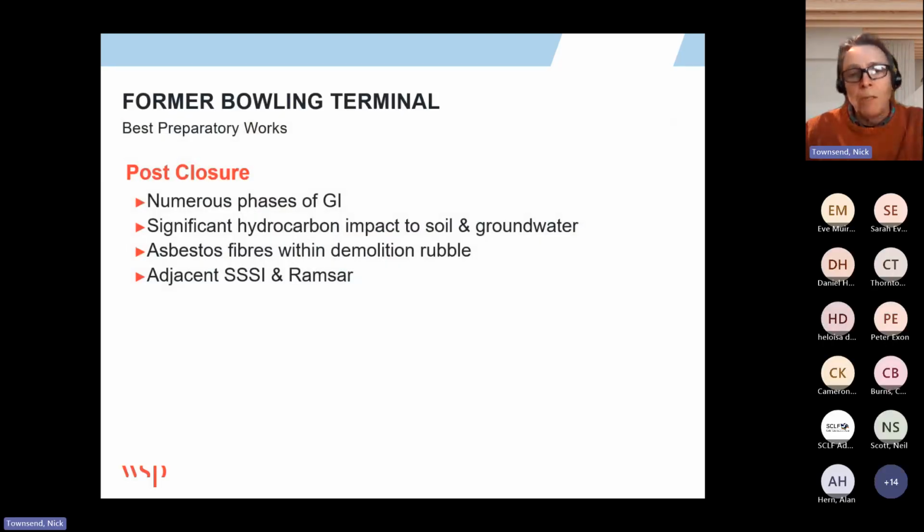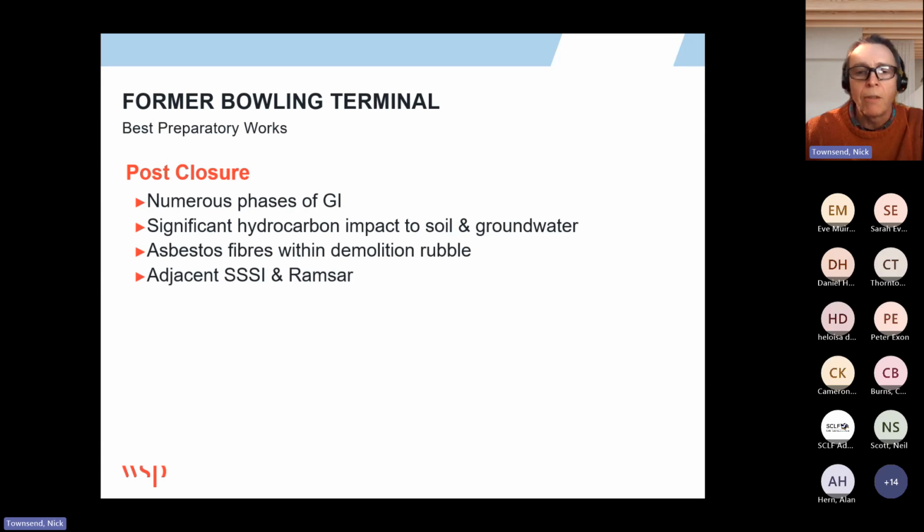So post-closure, there have been multiple phases of GI by many different consultancies with over 1,200 exploratory locations, with each GI having different objectives and standards. What was found was significant hydrocarbon impact, perhaps unsurprisingly, to both soil and groundwater. There was asbestos impact, and it was likely that this impact is from buildings that were demolished and just crushed up and left there.